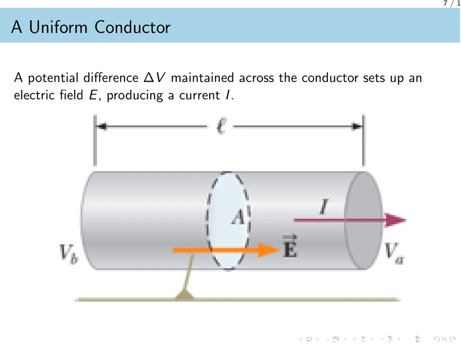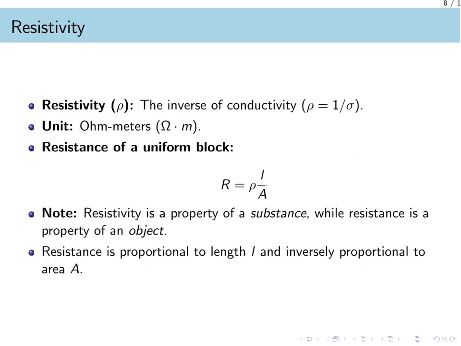The cross-sectional area is uniform throughout the entire length of the conductor, which ensures that the current density remains constant everywhere inside. The current flows parallel to the electric field, carrying charge along the length of the cylinder in this specific example. We now introduce resistivity, symbolized by the Greek letter rho.